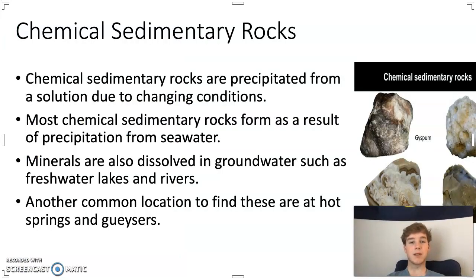Next are the chemical sedimentary rocks. Types of those are gypsum, rock salt, chert, and travertine. Chemical sedimentary rocks are precipitated from a solution due to changing conditions. Most chemical sedimentary rocks form as a result of precipitation from seawater. Minerals are also dissolved in groundwater, such as freshwater lakes and rivers. Another common location to find these are hot springs or geysers, so just like hot water areas. So all of the chemical sedimentary rocks will be found around water resources or things related to that.